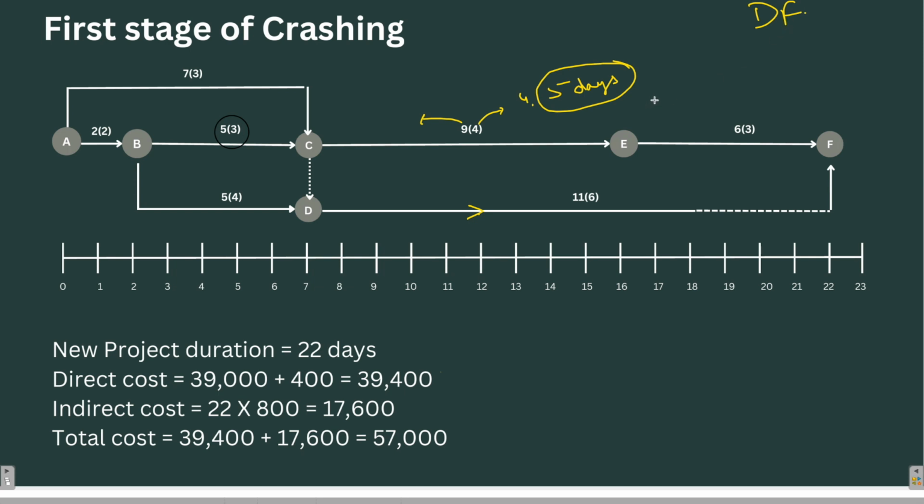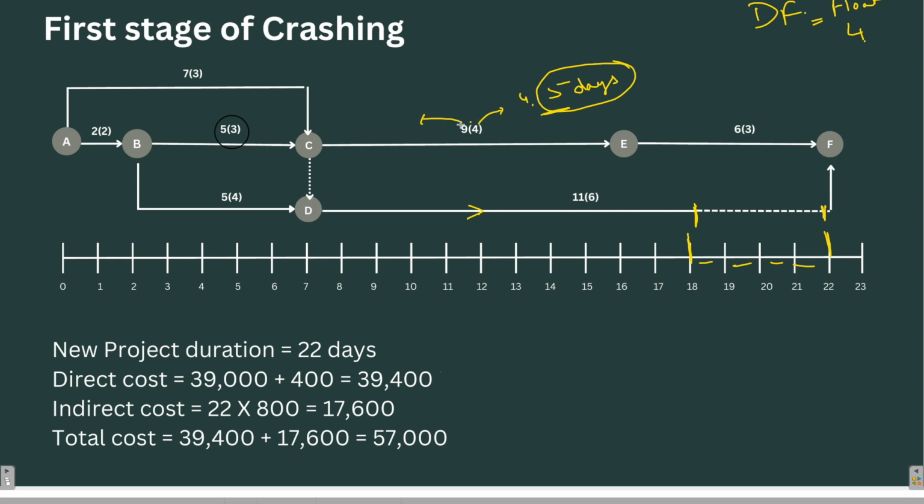DF, how much is the float for DF? From 18 to 22, how much is the float? 1, 2, 3, 4. DF is having a float of 4 days only. We cannot crash it for more than 4 days, while there is a crashing potential of 5 days over here. So we will only crash it for 4 days and not 5 days. So after crashing it for 4 days, what will happen?